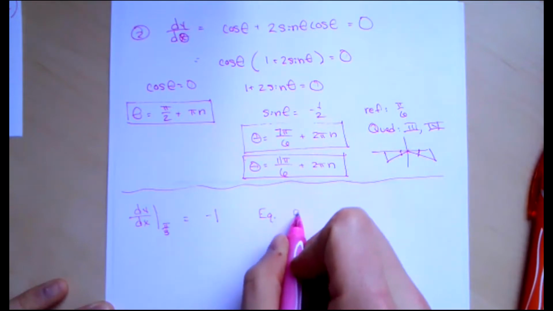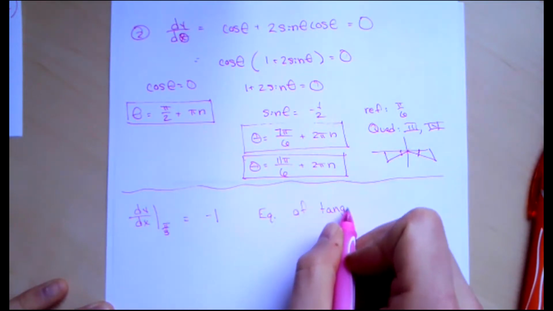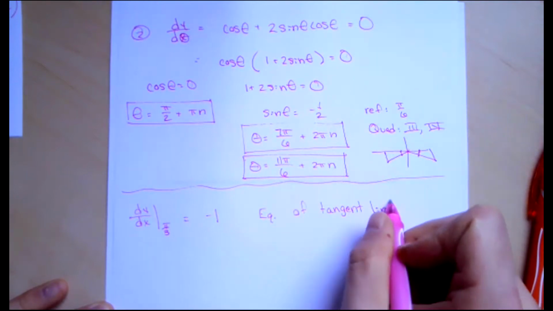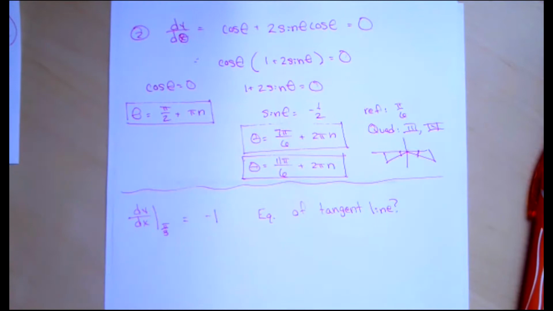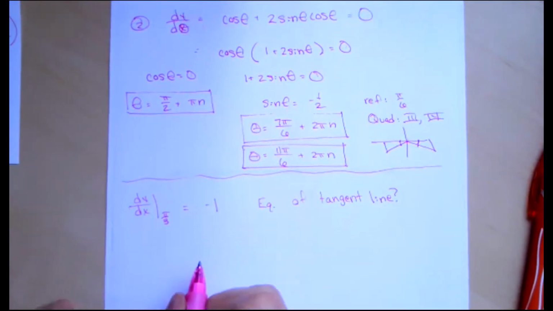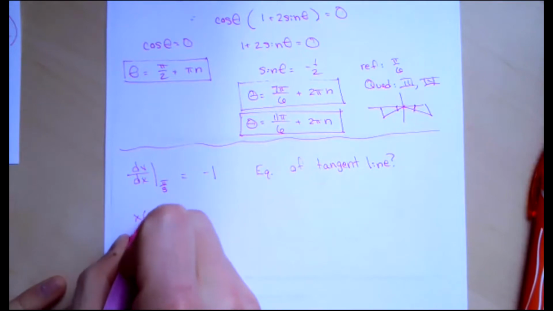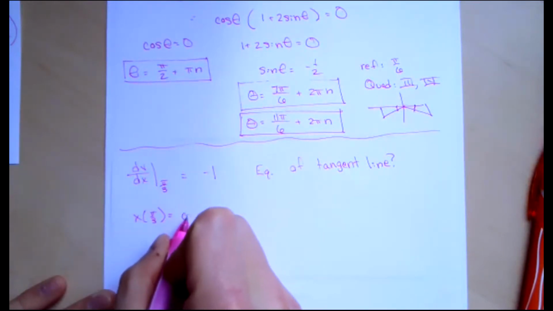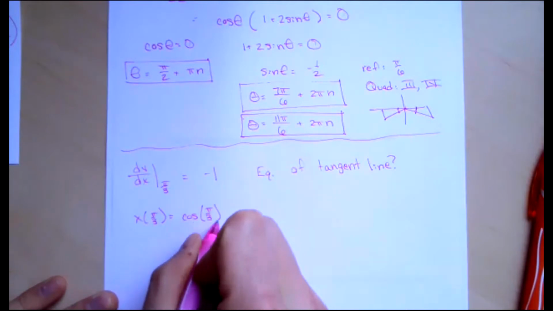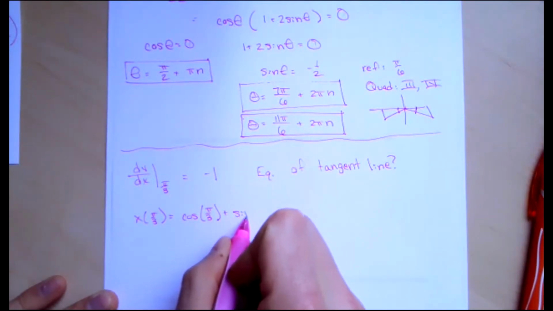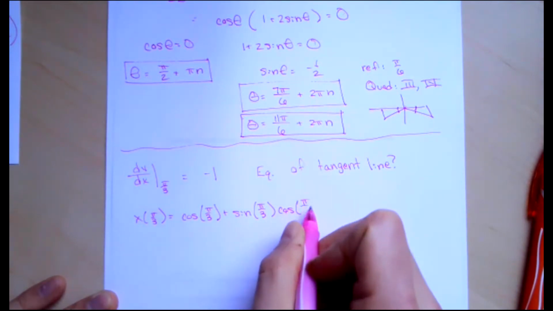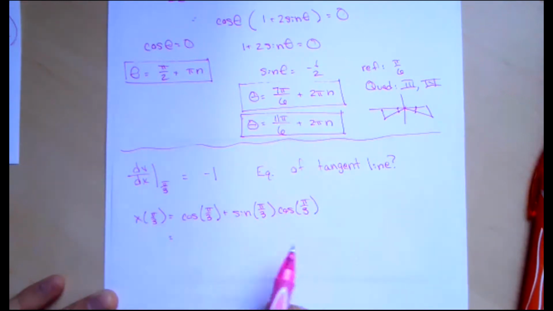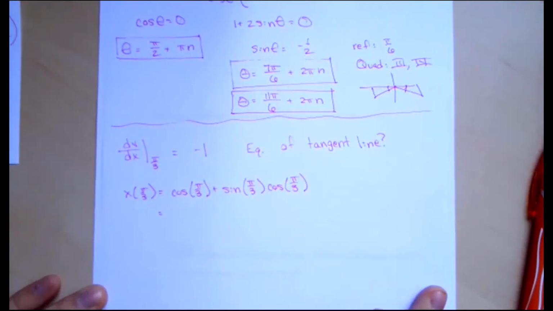So how would we find the equation of the tangent line? We do just like we do in parametrizations. We have our slope. We need to find our point. So we would go back to our x at pi over 3. We had x as cosine theta plus sine theta cosine theta. So we need to find our point. We plug in our theta of pi over 3 into our x and y equations.